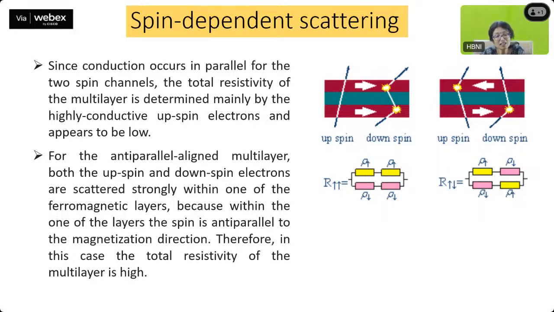Now for the anti-parallel aligned multilayer, as you can see over here, both the upspin and the downspin electrons are scattered strongly within one of the ferromagnetic layers, because within one of the layers the spin is anti-parallel to the magnetization direction. Therefore, in this case, the total resistivity of this multilayer is going to be high.